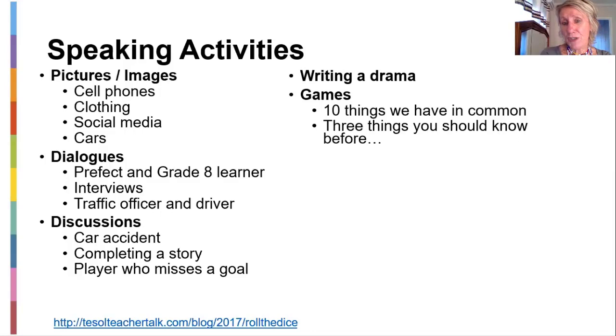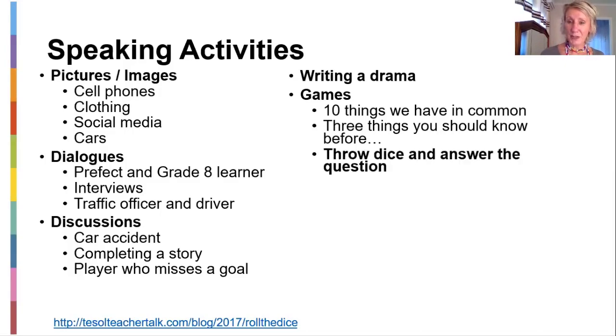Then also 3 things you should know before. So 3 things you should know before you apply for your driver's license. What would they be? 3 things before you can attend university. 3 things you should know before you can get data. I mean, all these things that are important, but so many things that can spark interest.